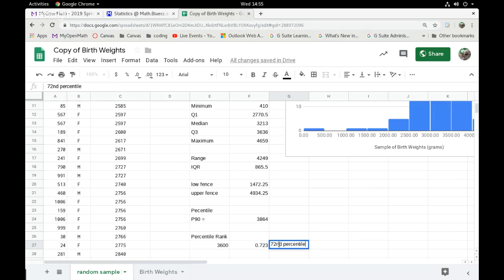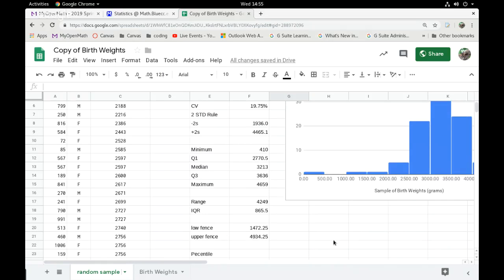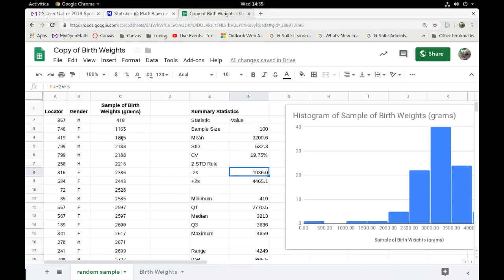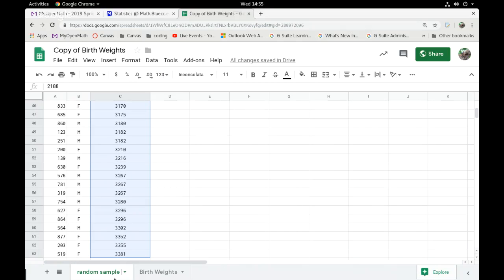The weight of 3,600 grams. Other things we might want to know is what percent of the data is within 2 standard deviations right here. So I could look at the data and try to find that by highlighting numbers that are bigger than 1936. That would be starting here and going up to 4465. So I can just highlight them.